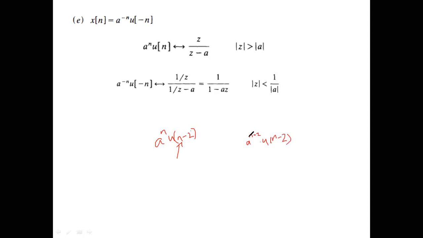Now, how do we compensate for this minus 2? Let me simply multiply it by a to the power 2. This is a constant. So here, for a to the power n into u of n, we get the z transform, then we multiply it by z to the power minus 2 for the time shift property. Afterwards we can substitute the value. That is the intention there.